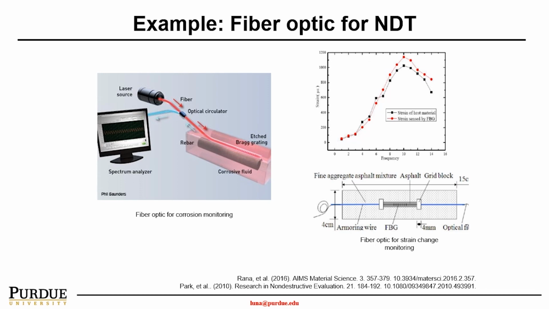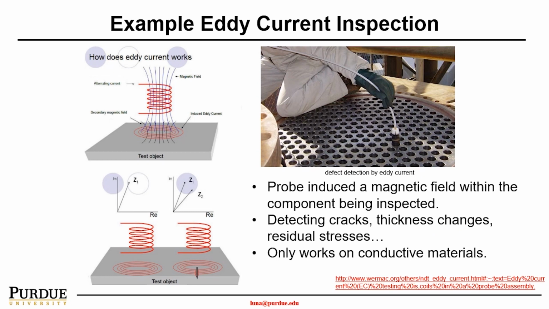Some other examples: researchers and engineers start using fiber optics to look at the stress and corrosion of rebars, and from there understand the structural integrity at the structure level. Here is another example of people using eddy current to understand corrosion.